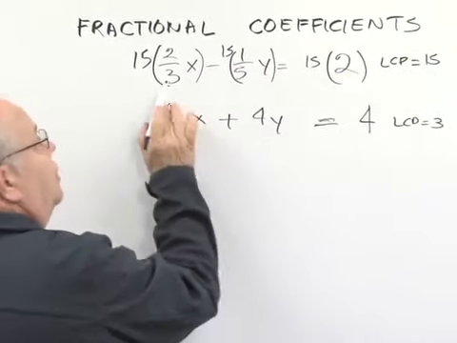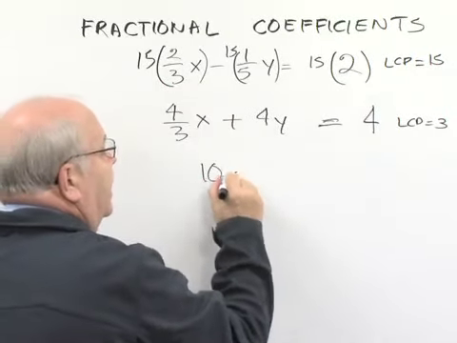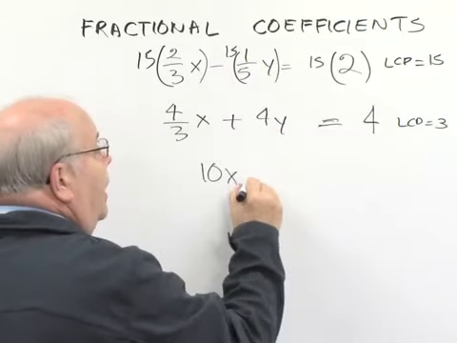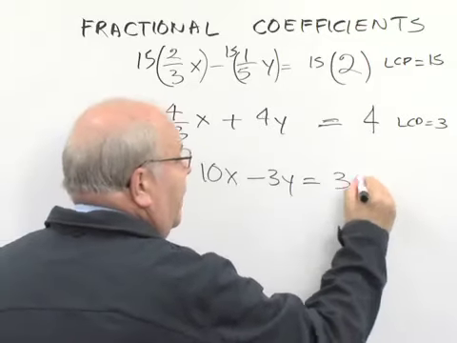Let's see what happens. 3 goes into 15 5 times. 5 times 2 is 10x. 5 goes into 15 3 times. 3 times negative y would be negative 3y. And 15 times 2 is 30.